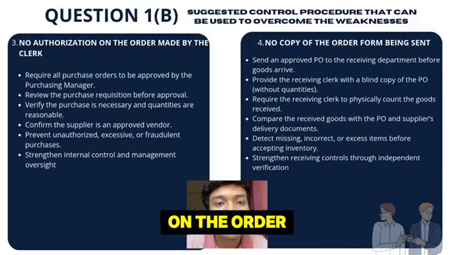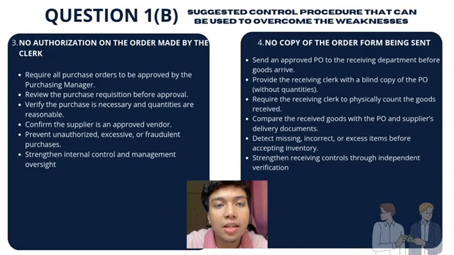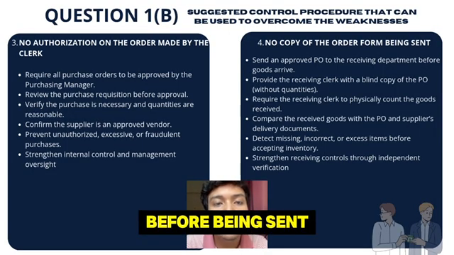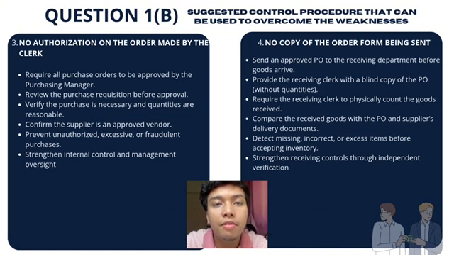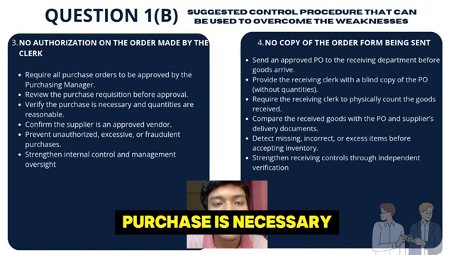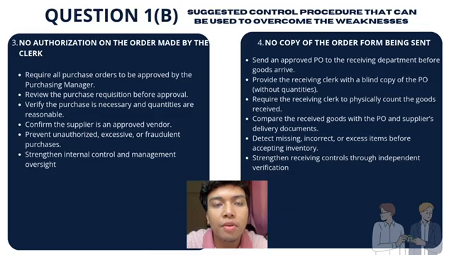Next, no authorization on the order made by the clerk. All purchase orders prepared by the purchasing clerk should require authorization from the purchasing manager or another responsible manager before being sent to the suppliers. The manager should review the purchase requisition, verify that the purchase is necessary, ensure that the quantity is reasonable and confirm that the selected supplier is an approved vendor before approving the order.